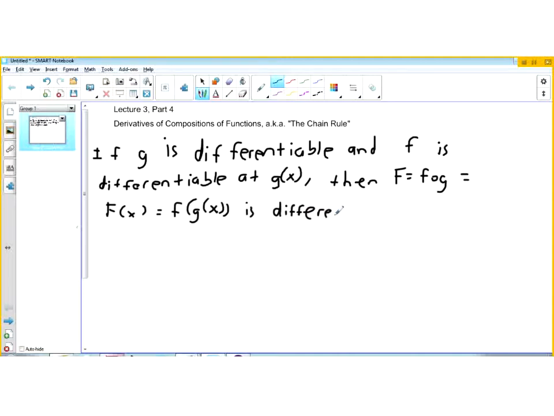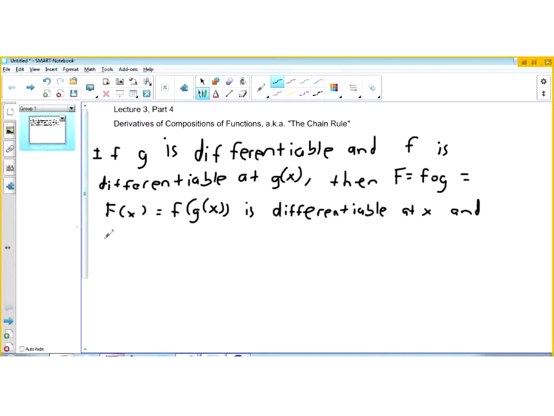Okay, and so what do we mean by differentiable at x? That means if we pick a point P on the function big F with abscissa equal to x, then we can calculate the slope of a tangent line at x. Okay, that's all that means. And so if F is differentiable at x, what do we have? What would its derivative be?